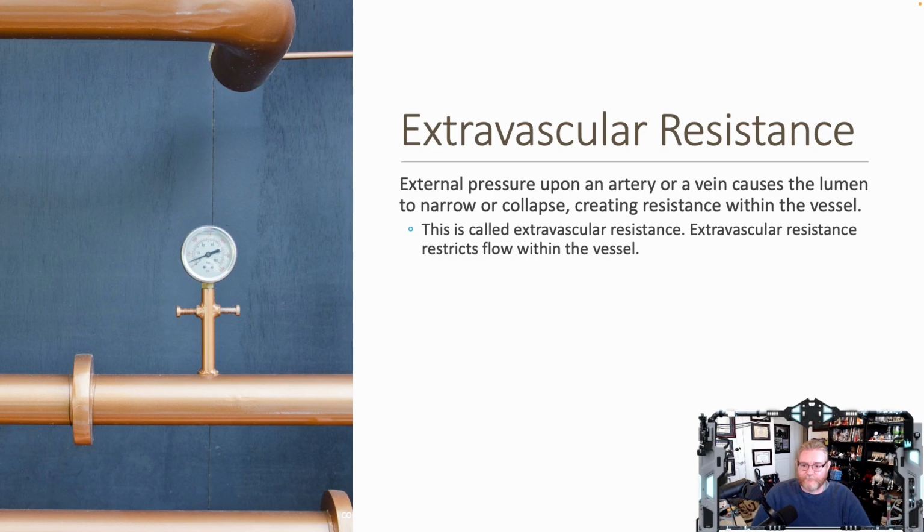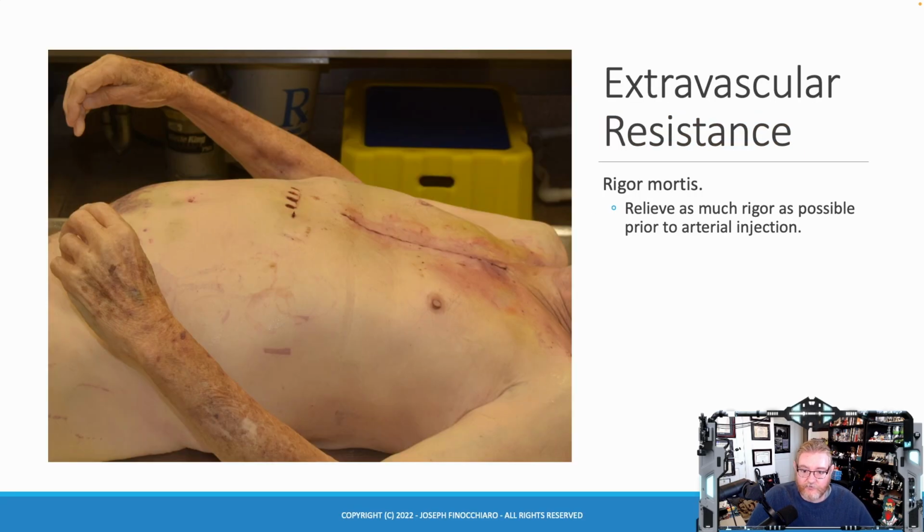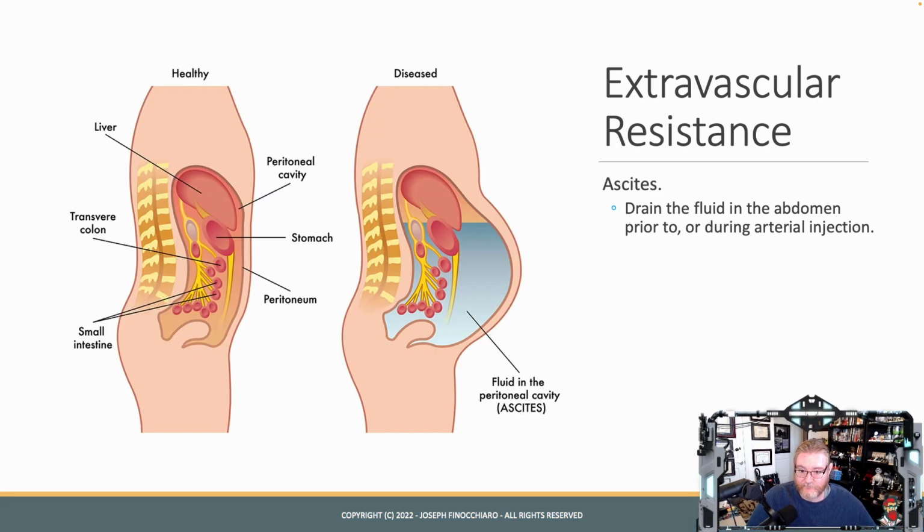Extravascular resistance. External pressure upon an artery or a vein causes the lumen to narrow or collapse, creating resistance within the vessel. This is called extravascular resistance. Extravascular resistance restricts flow within the vessel. So, examples of some extravascular resistance, we have rigor mortis. Relieve as much rigor as possible prior to arterial injection.